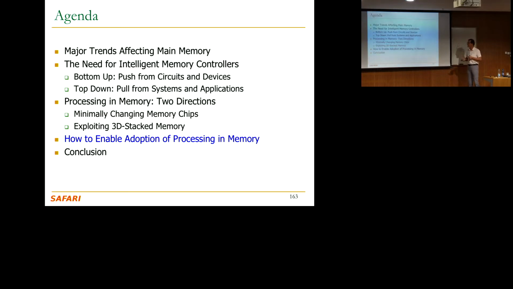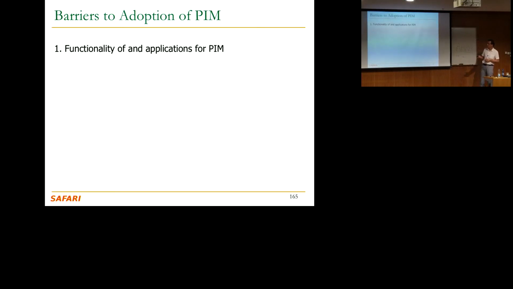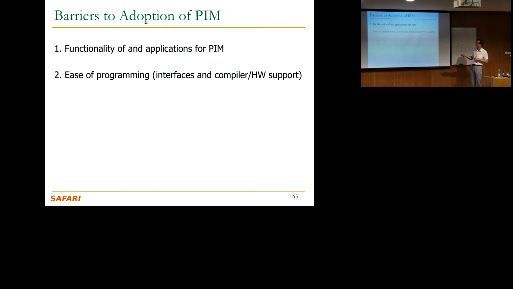So let's move to the adoption issues, because there's a lot. And I think the last part that we covered goes into the adoption issues also. How do you enable processing in memory with minimal changes? But there is more in terms of adoption. It's not only minimal changes, but you need to have applications, as somebody pointed out early on. You need to have functionality.